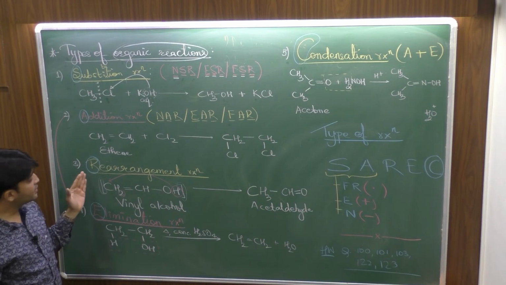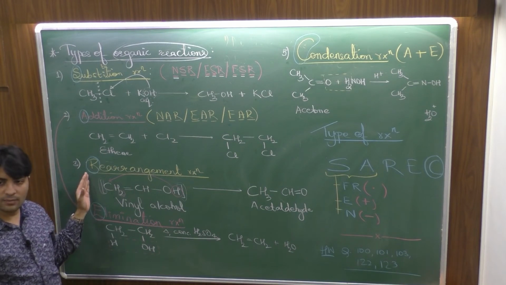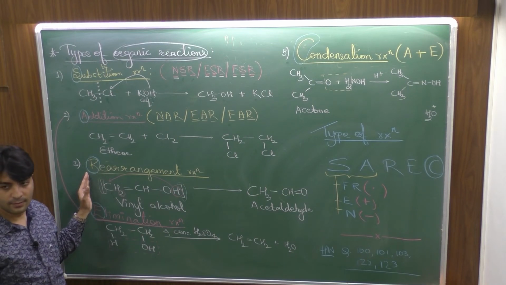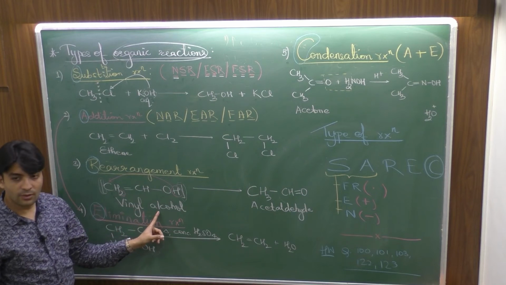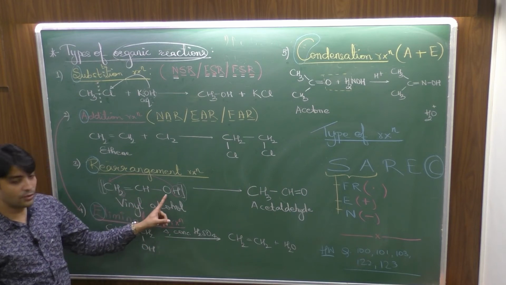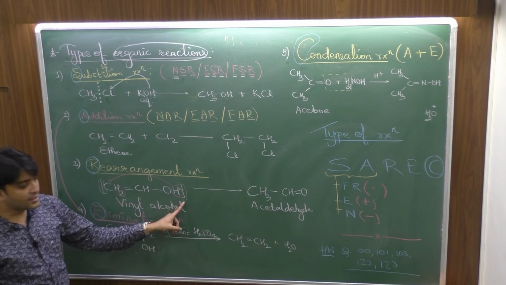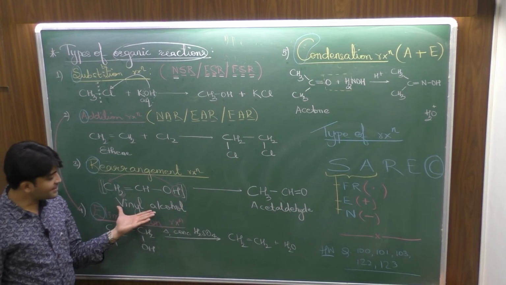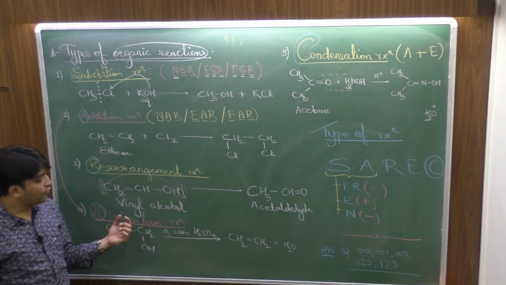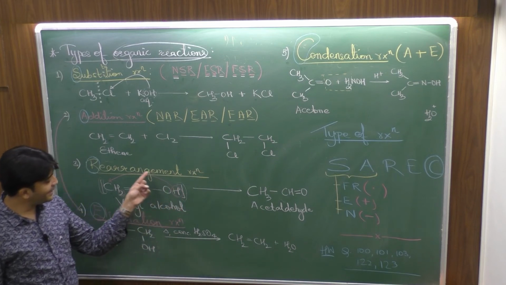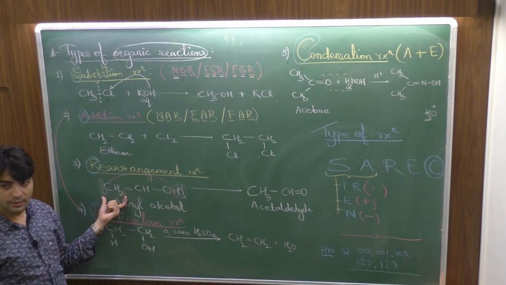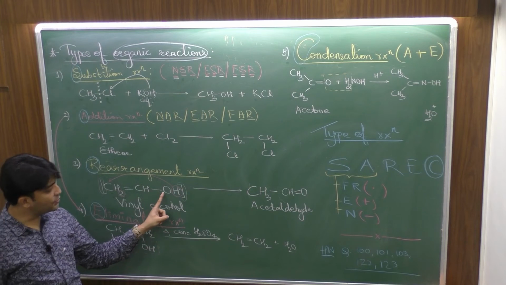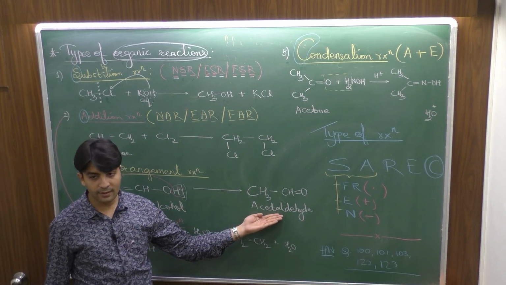Now rearrangement reactions are those in which one atom or group of atoms migrates to another atom to obtain stability. Example, if you see here, vinyl alcohol, CH2 double bond CH and OH, is highly unstable. Unstable species in organic chemistry are represented by a square bracket. So being unstable, it will try to stabilize itself. For that, the H from the OH migrates onto the double bonded carbon, thereby changing this to CH3 single bond CH double bond O, that is the stable compound acetaldehyde.